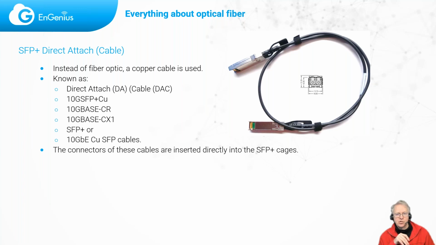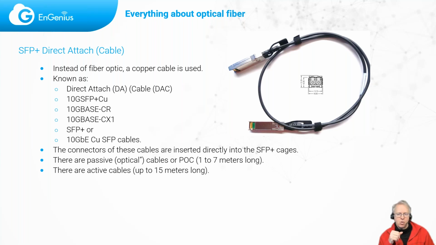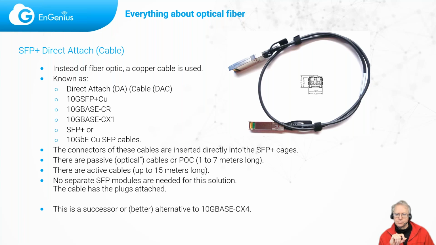So these are soldered together. There's nothing for you to plug in except one end into one SFP plus cage, and the other side on another SFP plus cage. The passive versions are up to 7 meters. You will often see them 1 meter, 3 meter, 5 meter. And there are also active cables. I haven't really seen them being sold yet, but I wasn't really looking in any case. So just one cable to connect 2 switches. And well, they talk about it being an alternative to some other type.